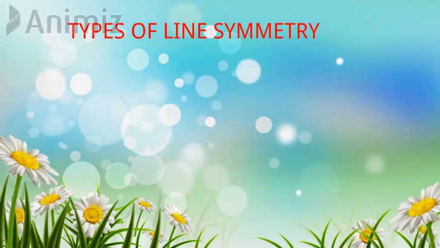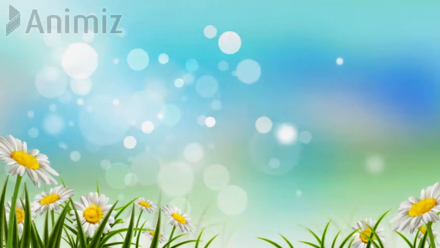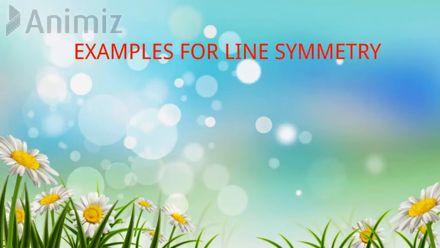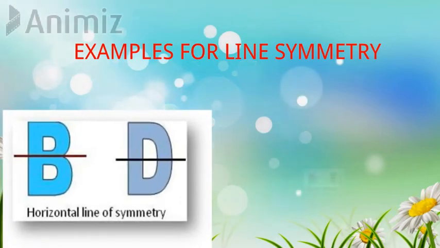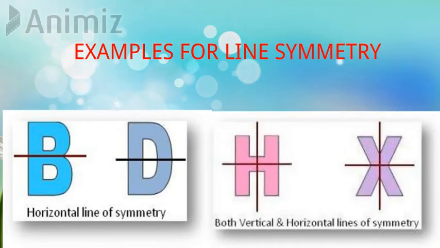Students, let us talk about types of line symmetry. We have vertical line of symmetry, horizontal line of symmetry, both horizontal and vertical line of symmetry. And it might also be possible that we do not have any symmetry in it. Let us take some examples of line of symmetry. Here you can see some horizontal lines of symmetry, and here you can see both horizontal and vertical lines of symmetry.